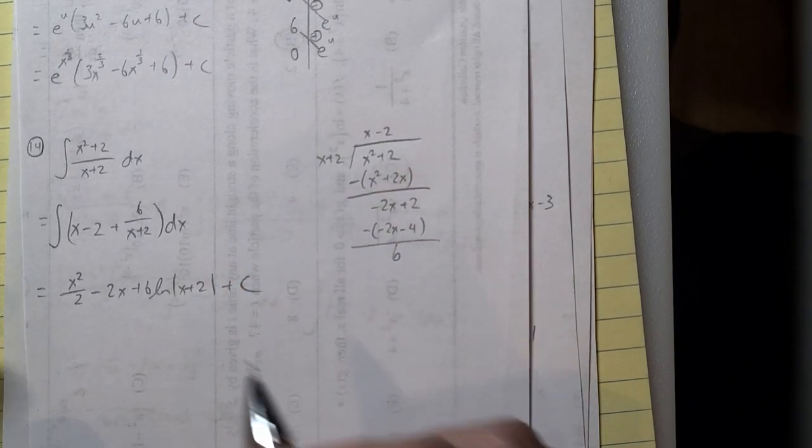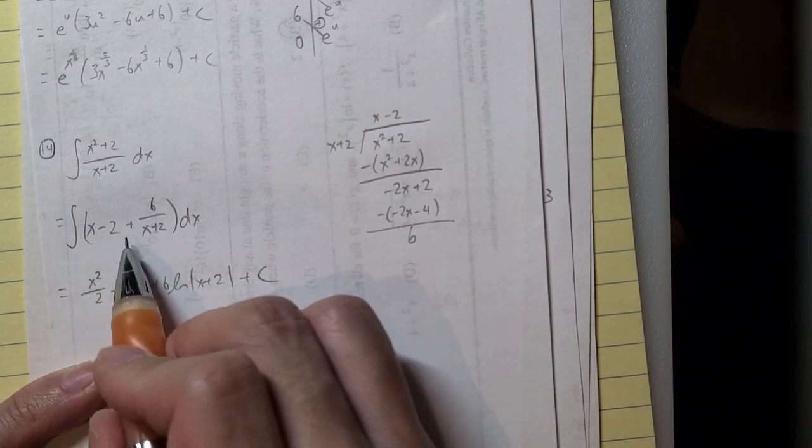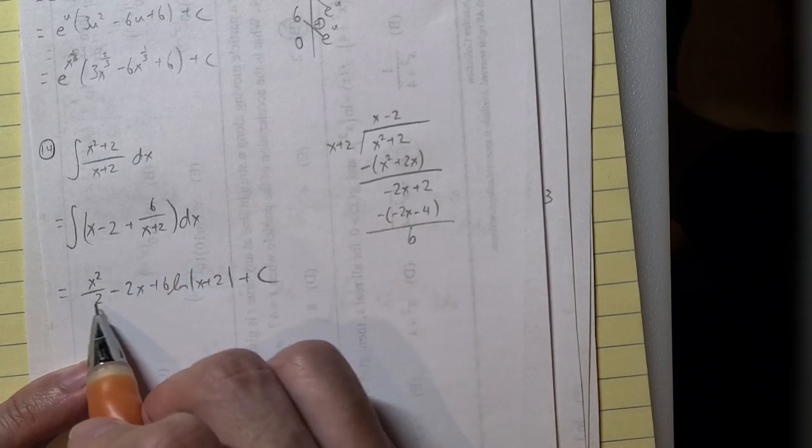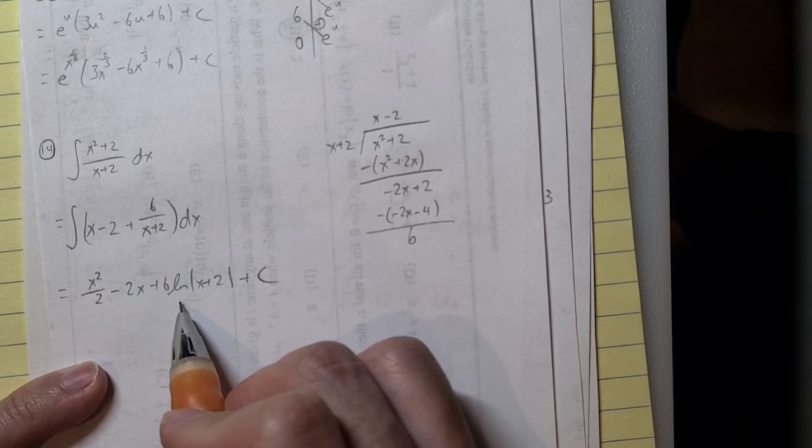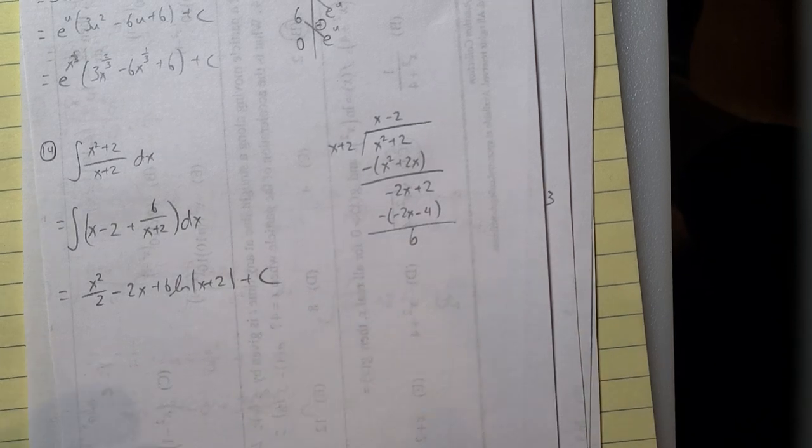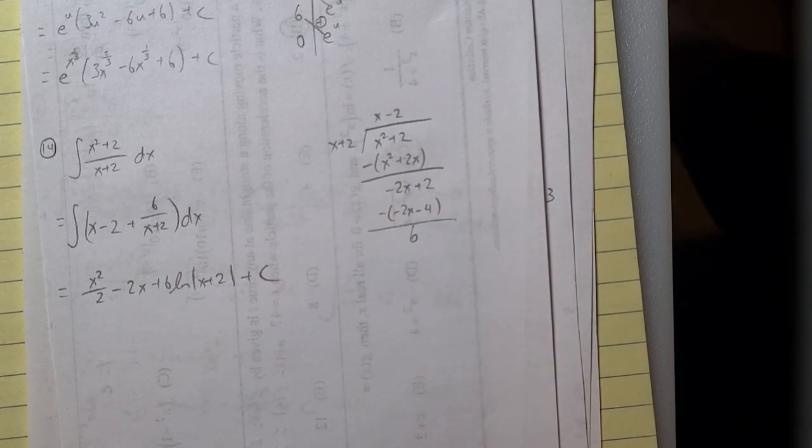Okay? These are all easy to integrate. Power rule here, log here. So x squared over 2 minus 2x plus 6 log |x plus 2| plus c. Okay.